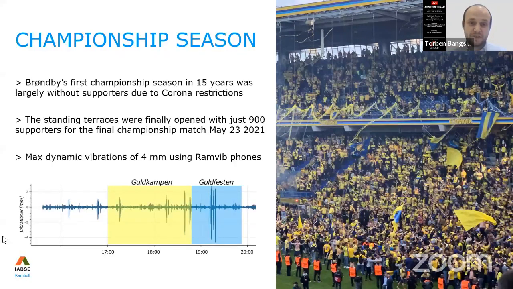And we can see that the response we got from those 900 people was just 4 millimeters dynamic. To that, you should obviously add the static deflection, but nevertheless, that's much less because there are far fewer people. But we could also see that it was not during the match, it was actually after the match, as they were celebrating and singing the fan songs. Again, it means that it's always about the correlated loading, that's where it took place. It was a good day for the club and nice to take part in.